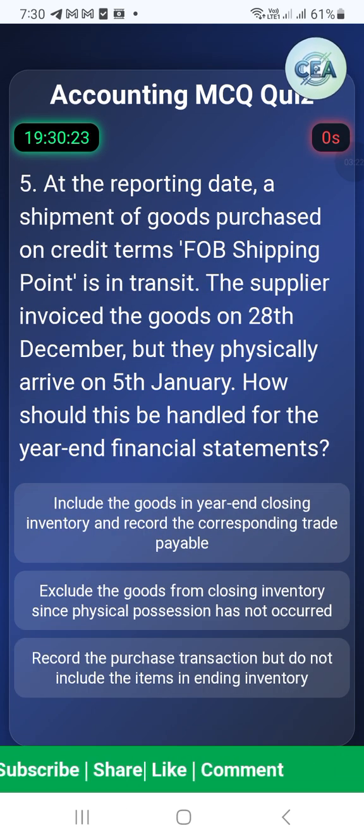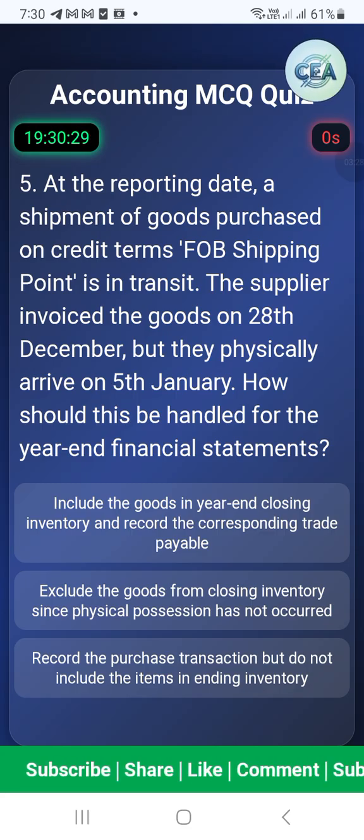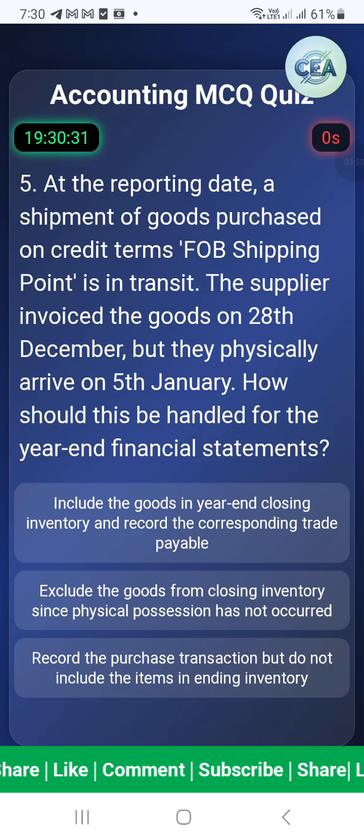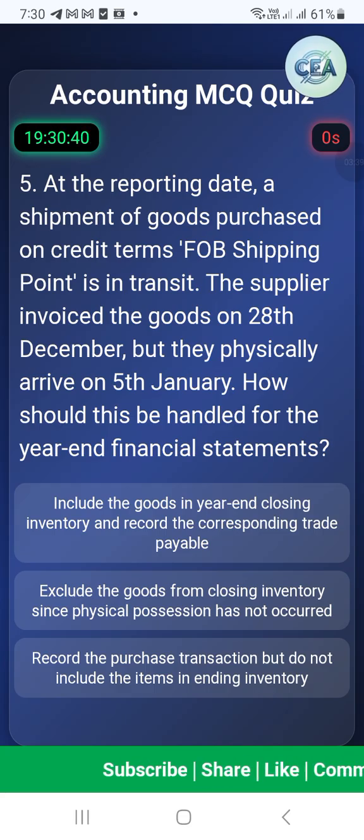5. At the reporting date, a shipment of goods purchased on credit terms, FOB shipping point, is in transit. The supplier invoiced the goods on 28 December, but they physically arrive on the 5th of January. How should this be handled for the year-end financial statements?